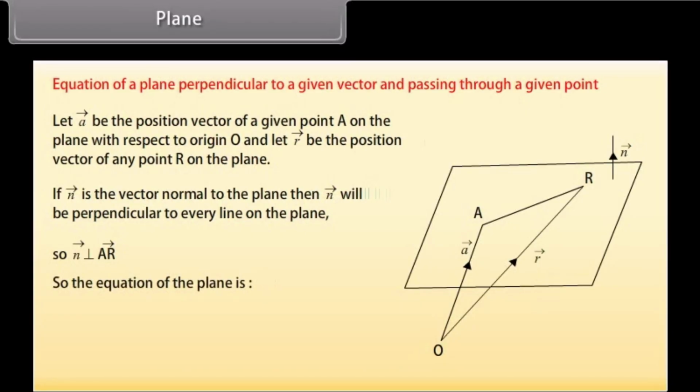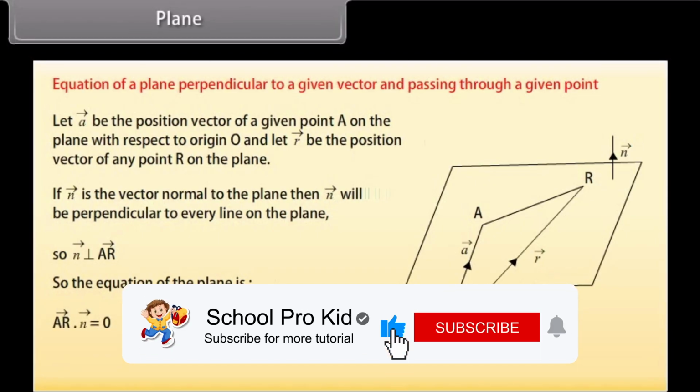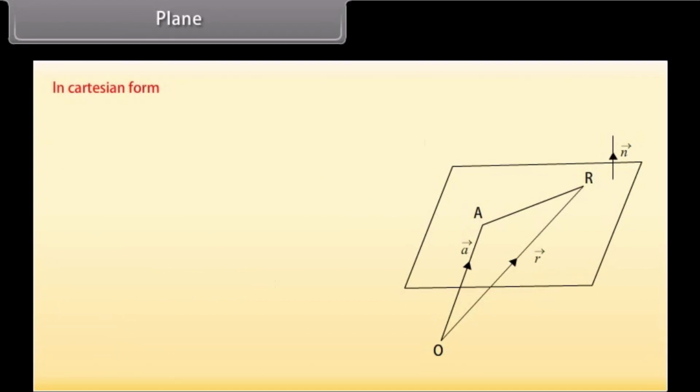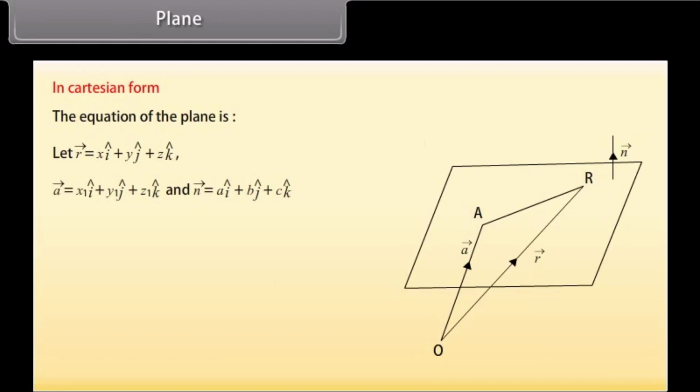So the equation of the plane is dot product of vector AR and n equals 0, or dot product of vector r minus vector A and vector n equals 0. In Cartesian form, the equation of the plane is, let vector r equals x i cap plus y j cap plus z k cap. Vector A equals x1 i cap plus y1 j cap plus z1 k cap. Vector n equals a i cap plus b j cap plus c k cap.